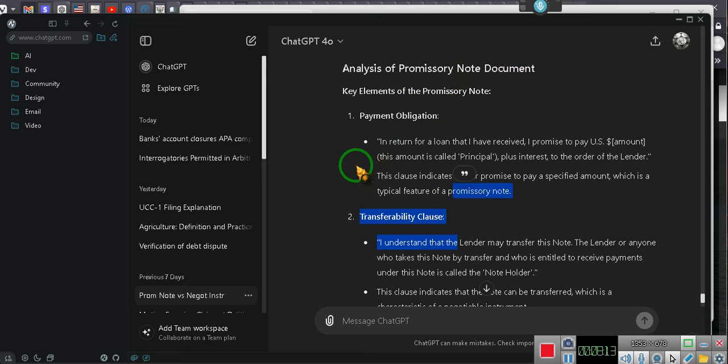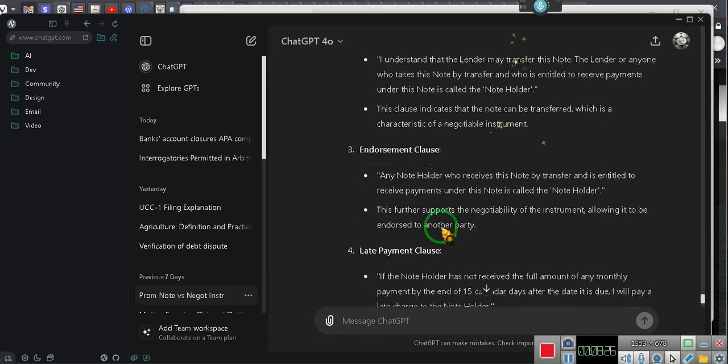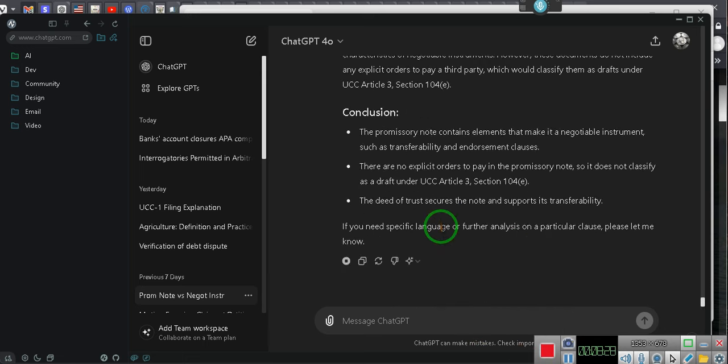Key elements of the promissory note. One, payment obligation: in return for a loan that I have received, I promise to pay U.S. dollars, this amount is called principal, plus interest, to the order of the lender. Hold on. This clause indicates a clear promise to pay a specified amount. Wake up.